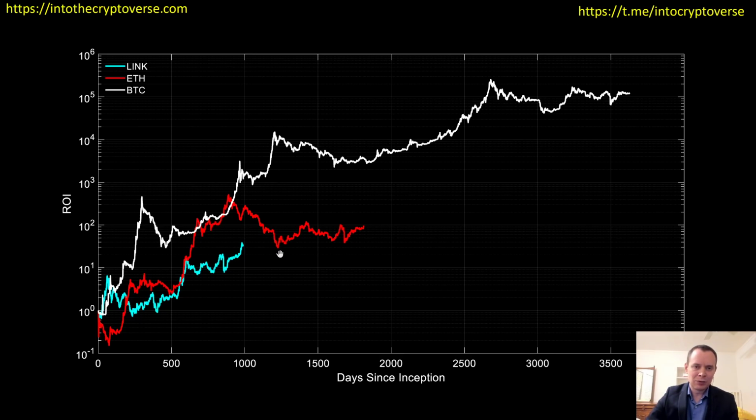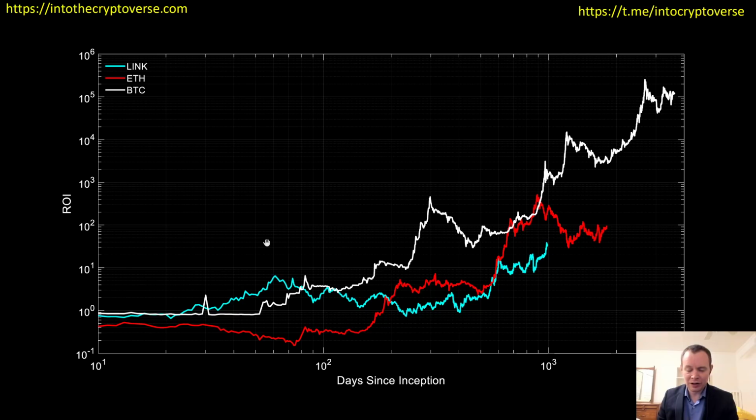was end of 2018, then that's where the ROI of Link currently is, and it also experienced theoretically the same bear market. So just take that into consideration. This is a log chart, for those of you who want to take a look at that.